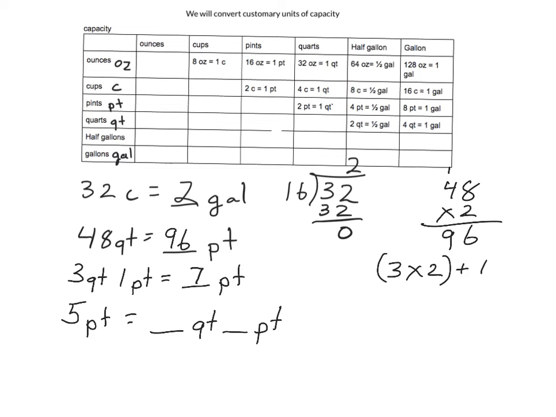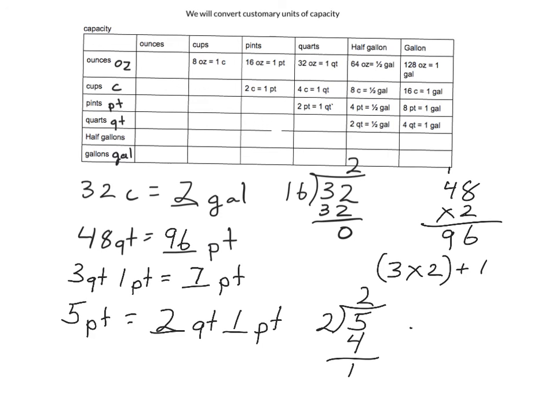So this last one says 5 pints equals how many quarts and how many pints? So we know there's 2 pints in a quart. This time we're going from a smaller measurement, pints, to a larger measurement, quarts. So we're going to divide, and we're going to say 5 divided by 2 because there's 2 pints in a quart. 5 divided by 2 is 2. 2 times 2 is 4. 5 minus 4 is 1, so we have 1 left over. So it's going to be 2 quarts, 1 pint.